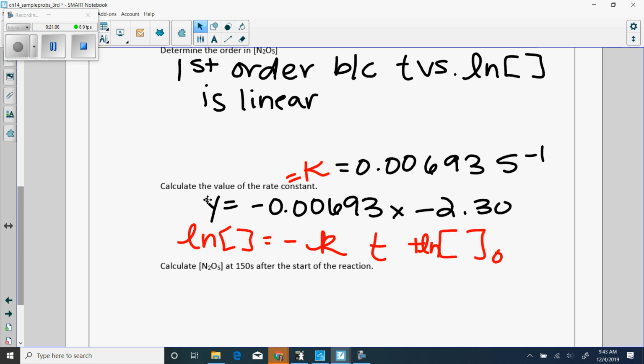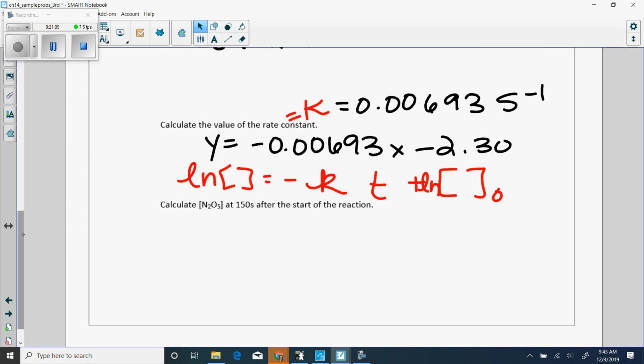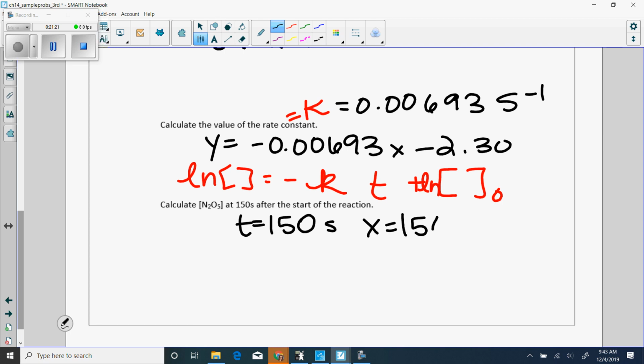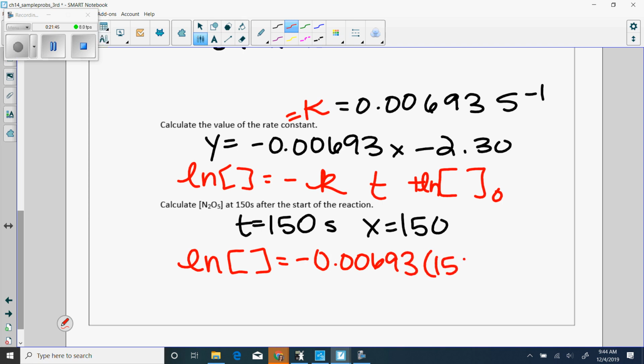Follow-up question. What is the concentration at 150 seconds? So that means t equals 150 seconds. That means x equals 150. If you're a button pusher, just go into x equals 150, enter. If you're not a button pusher, I'm just going to plug it in by hand because I can do that faster. So my equation, though, is ln of the concentration equals negative 0.00693 times 150, that's my x, minus 2.30.